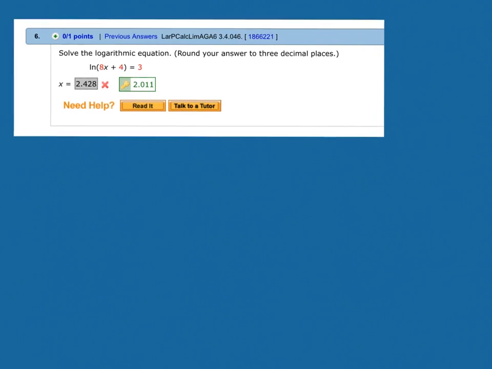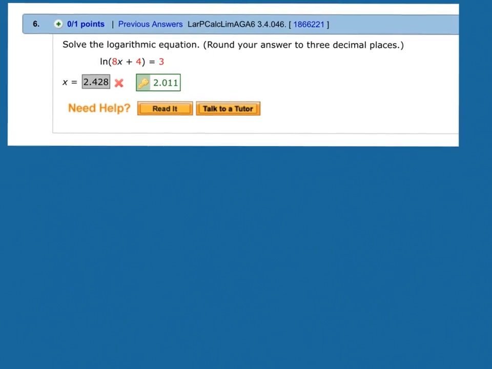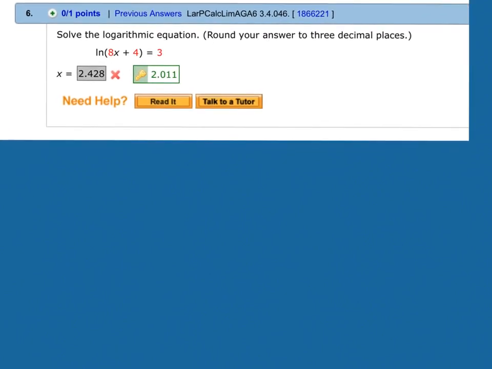So this is 6. Number 6 said solve the log equation and then round your answer to 3 decimal places. So this is a case in which I have one log, an ln. Ln is a log. So I have one log on the side of the equation by itself. I've got to convert this into exponential. So the first thing I'm going to do is rewrite ln as log base e of 8x plus 4 equals 3. Then I'm going to convert it into exponentials.